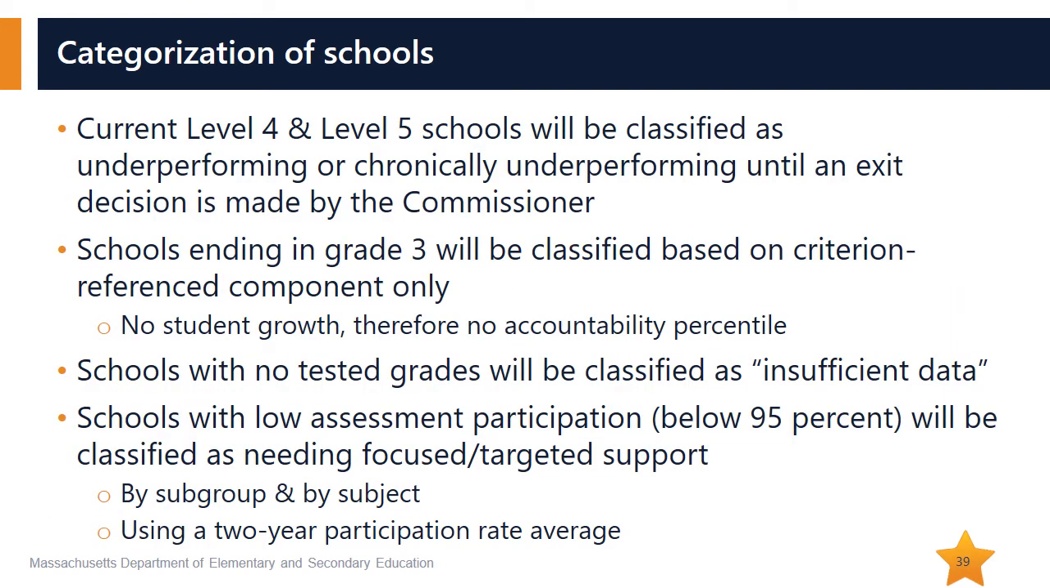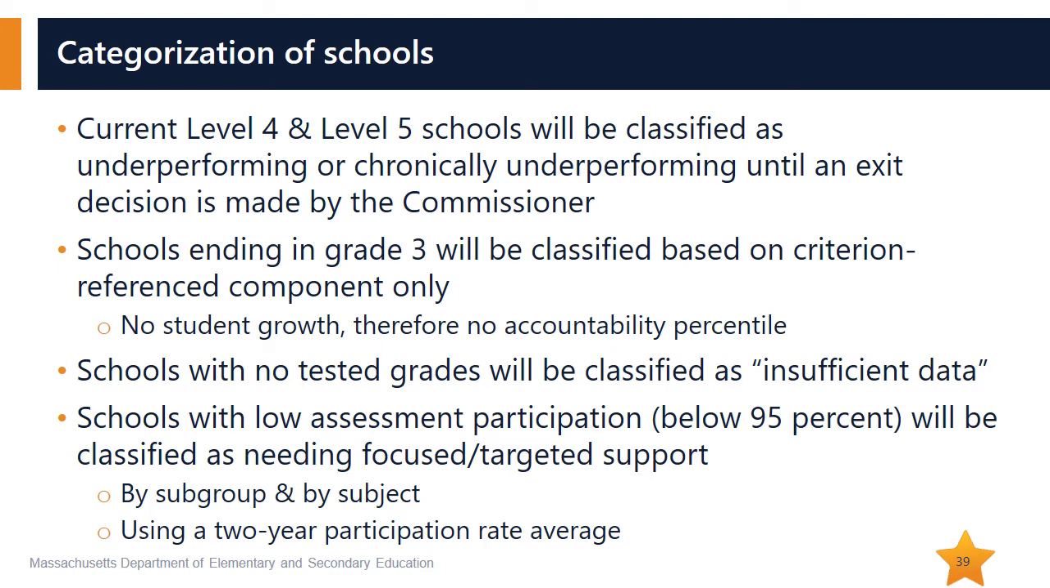When the department issues accountability determinations this fall, please keep in mind a few important things. First, current Level 4 schools will be assigned a designation of underperforming, and current Level 5 schools will be designated as chronically underperforming until an exit decision is made by the commissioner. This is the language used in state statute, and just like the commissioner has the authority to designate a school as underperforming or chronically underperforming, he also determines when a school may exit that status.